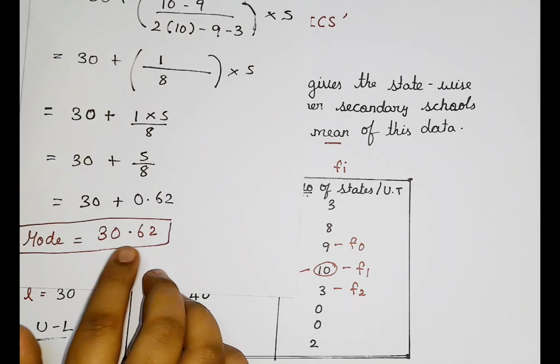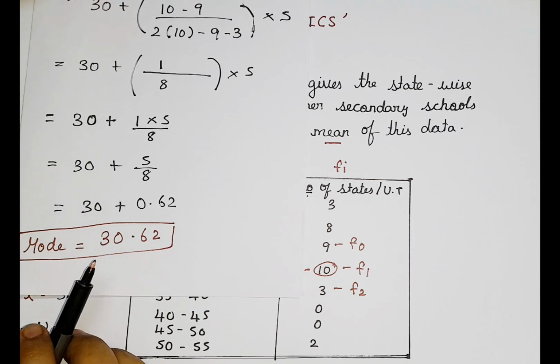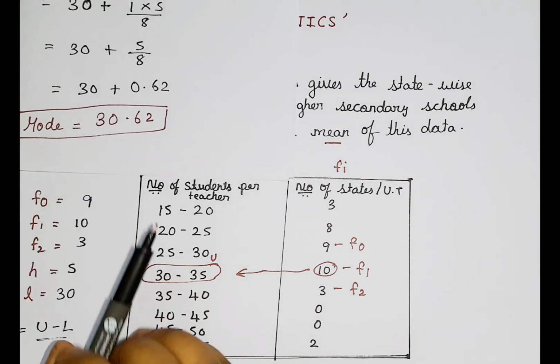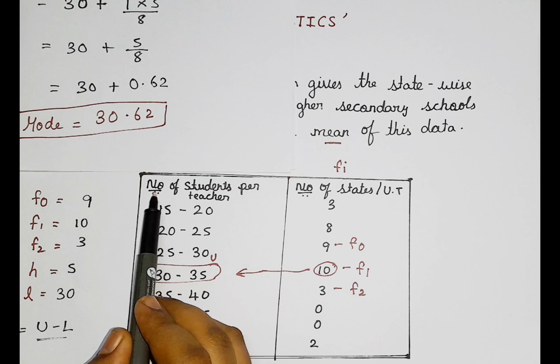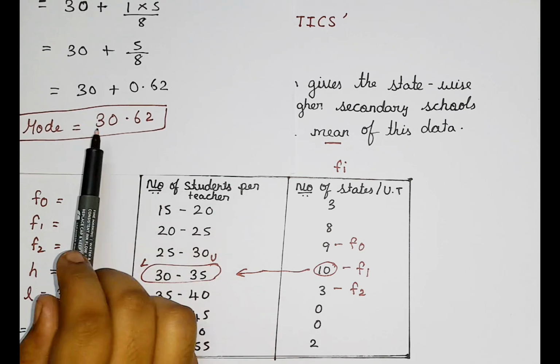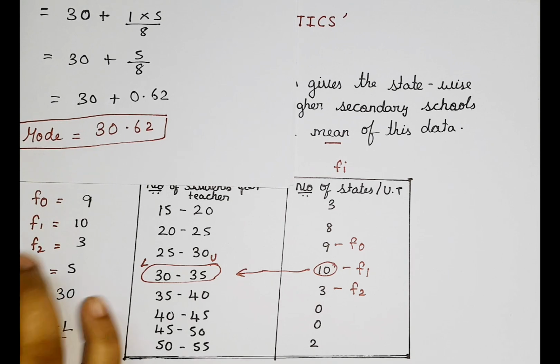That is 30.62. What is the meaning of that 30.62? In some number of states, there are 30 students per teacher. Here they mentioned the number of students per teacher, right? So here there are 30 students per teacher. That is the meaning of this mode.